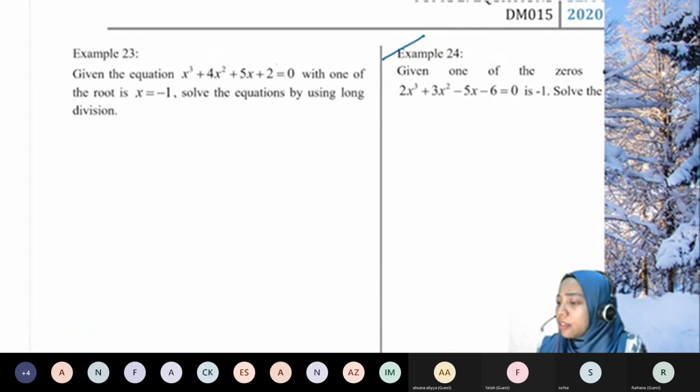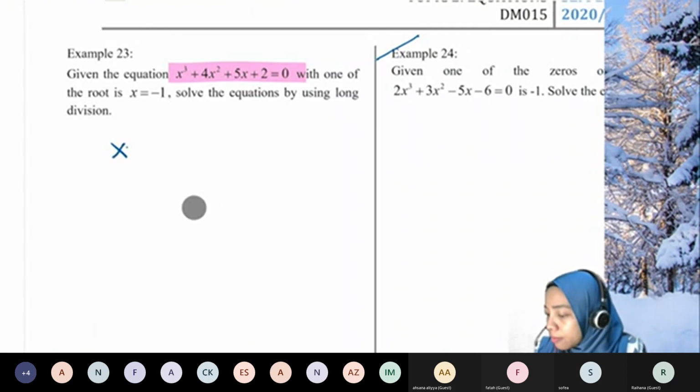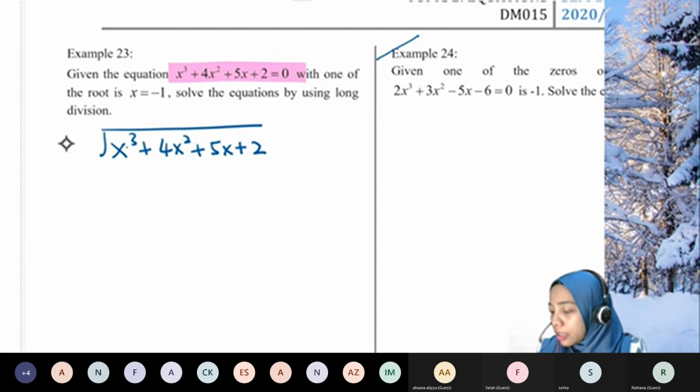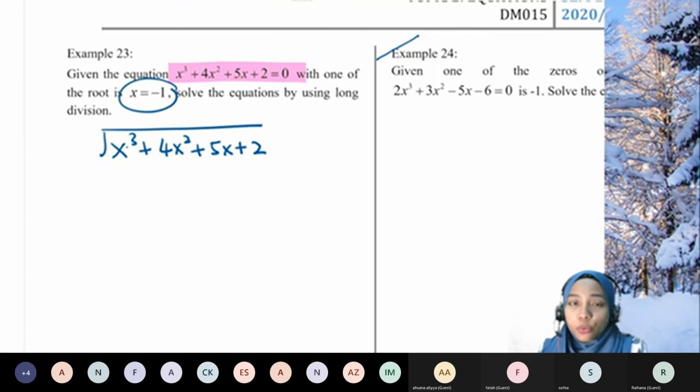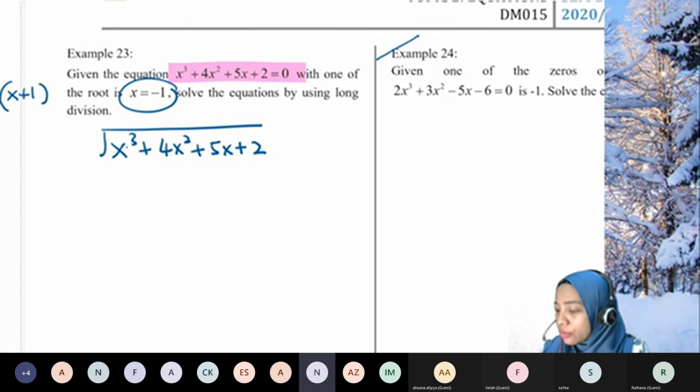Okay, you are given x cube plus 4x square plus 5x plus 2. Okay, so you write down x cube plus 4x square plus 5x plus 2. Okay, ini yang dekat bahagian dalam. Okay, and then yang dekat luar dia, when you are given x equals to negative 1, meaning that your factor is apa? X plus 1. Semua orang tahu itu? You just pindahkan sahaja. Equals to 0. Okay, boleh?